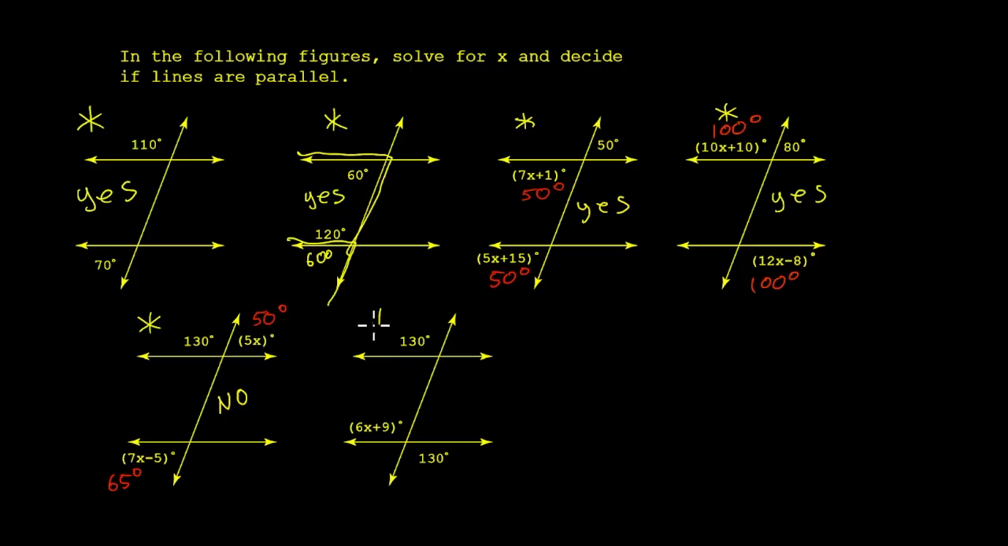Now moving last to here, you can see we have an algebraic expression here. However, we don't need it because notice 130 up here and 130 up here. These are alternate exterior angles and they are definitely congruent. So even without doing any algebra, yes, these lines are parallel.